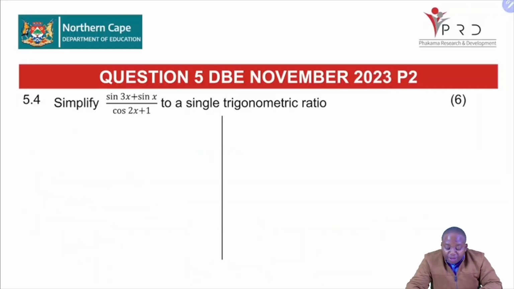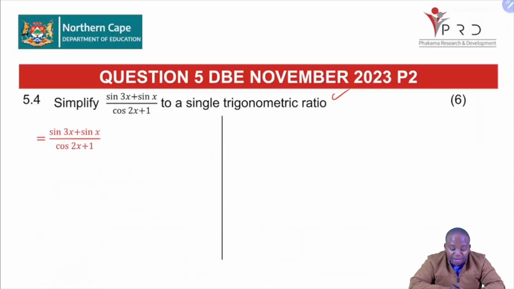Now, let's look at 5.4. For 5.4, we are required to simplify (sin 3x + sin x) over (cos 2x + 1) to a single trig ratio. How do we work at this one to become a single trig ratio? The first thing that we notice is the following.